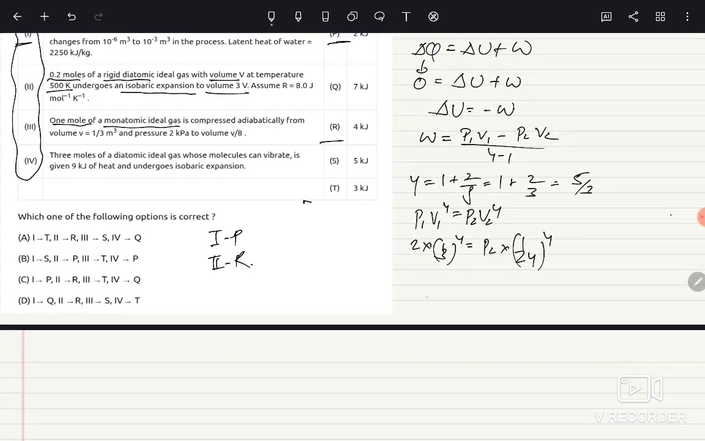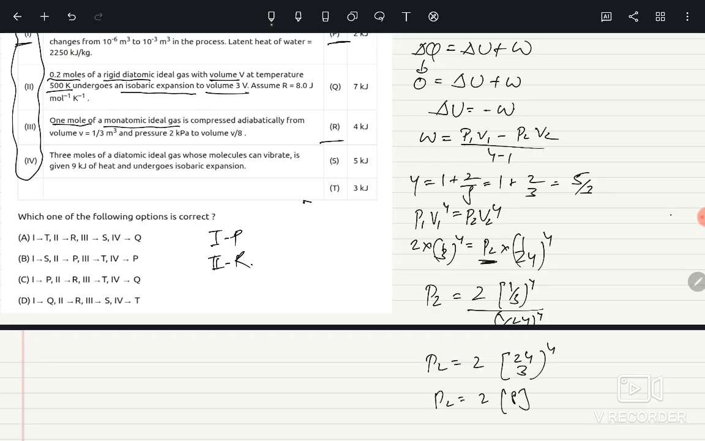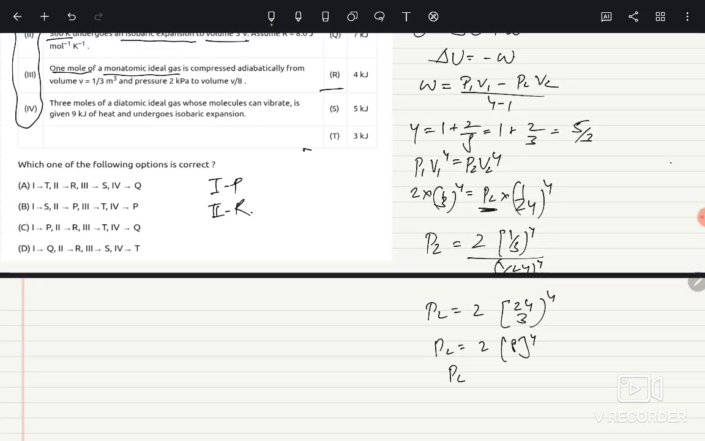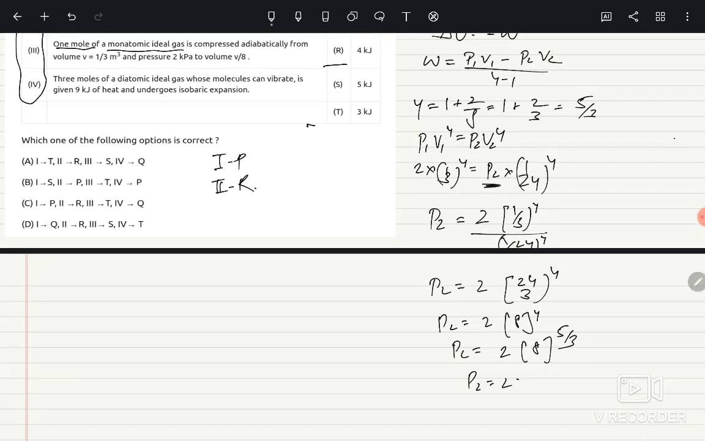Next we can arrange this in the form of P2. So what we'll get? 2 times (1 by 3) to the power gamma upon (1 by 24) to the power gamma. So this can be written as 2 times (24 by 3) to the power gamma. So 24 by 3 gives us 8. Gamma value is 5 by 3. So 8 to the power 5 by 3 gives us how much?